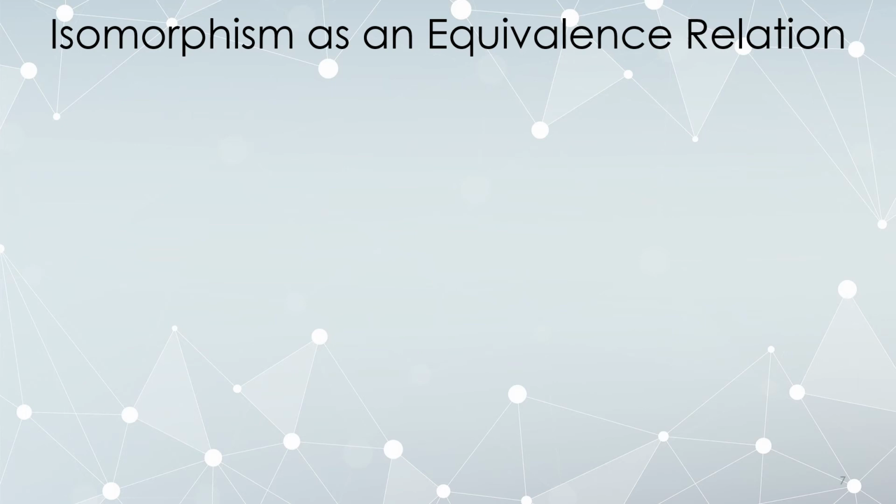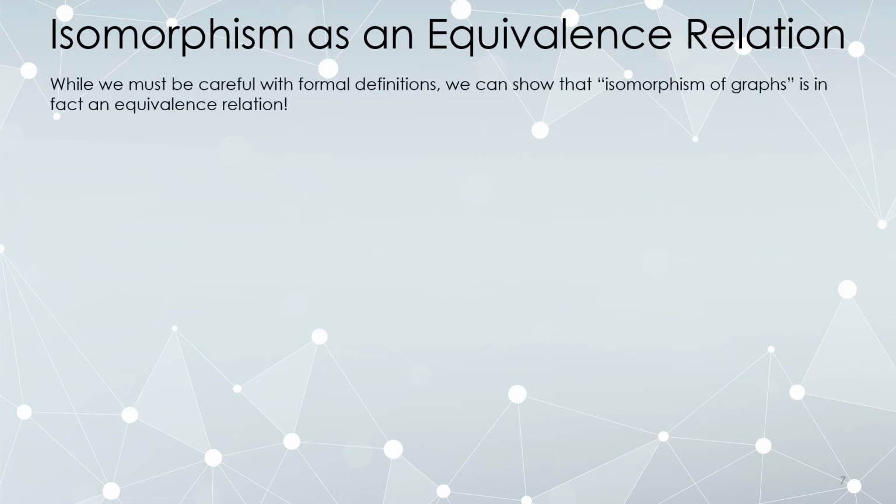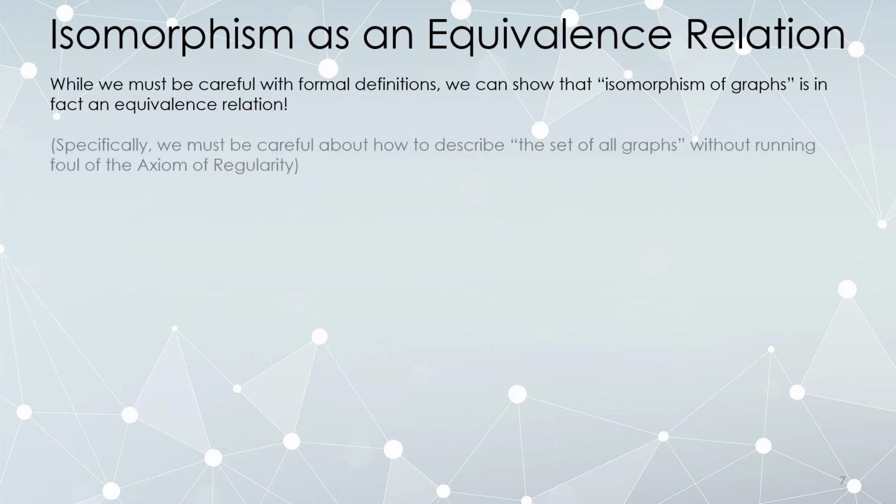Isomorphism induces a sort of an equivalence relation. Okay, we have to be a bit careful with how we would formally define this. But if I say isomorphisms of graphs, in other words, I relate two graphs if they are isomorphic to each other, that makes an equivalence relation.